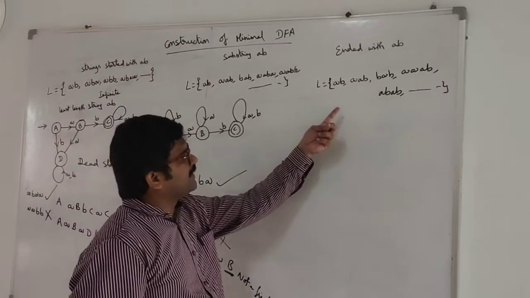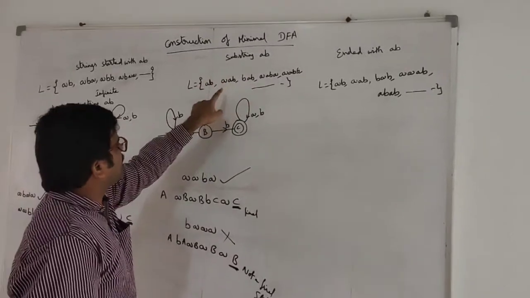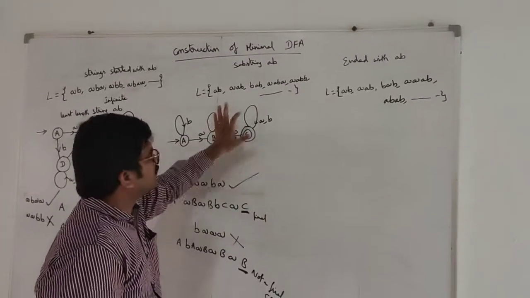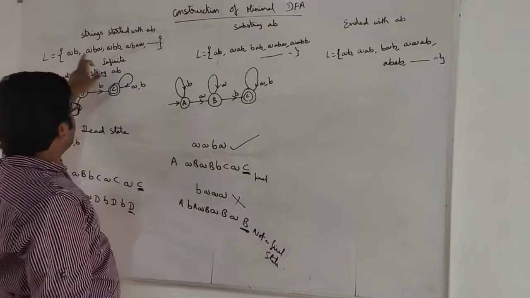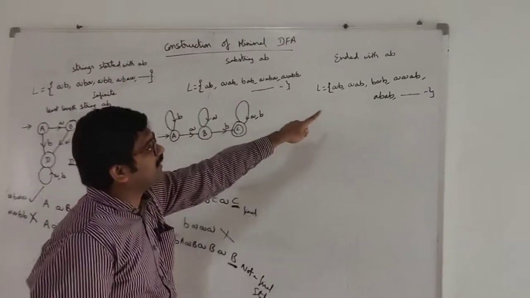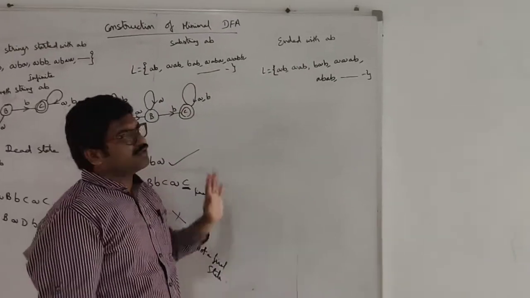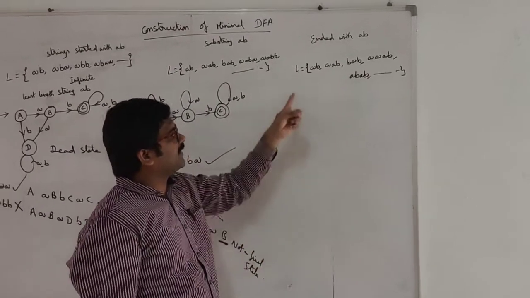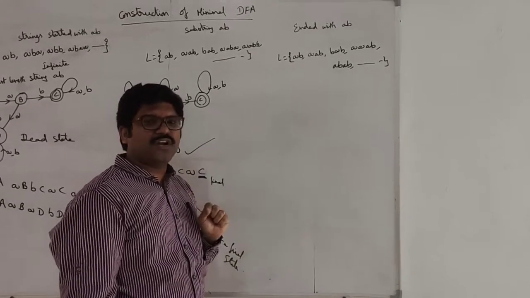Now look here. Strings ending with AB. While writing the language for a substring AB, AB must be somewhere inside. This one is started with AB, so all the strings must start with AB only, but here it is strings that end with AB. So all the strings end with AB only. Once again check whether the language is finite or infinite. Again it is infinite.